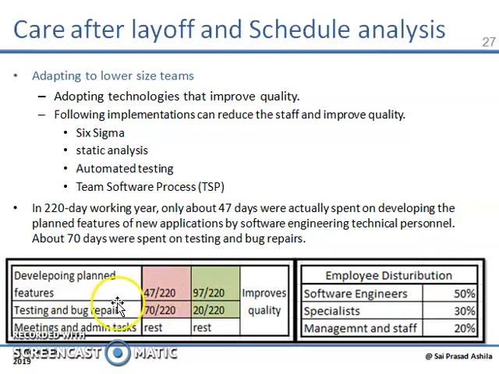This tabulated column shows what is actually happening and what is planned to happen. Out of 220 active working days, 47 days are spent on developing planned features, and 70 days are spent on bug repair and testing. If bug repair is changed to 20 days, and the remaining days are spent on developing, deploying, and planning, then it improves the quality.